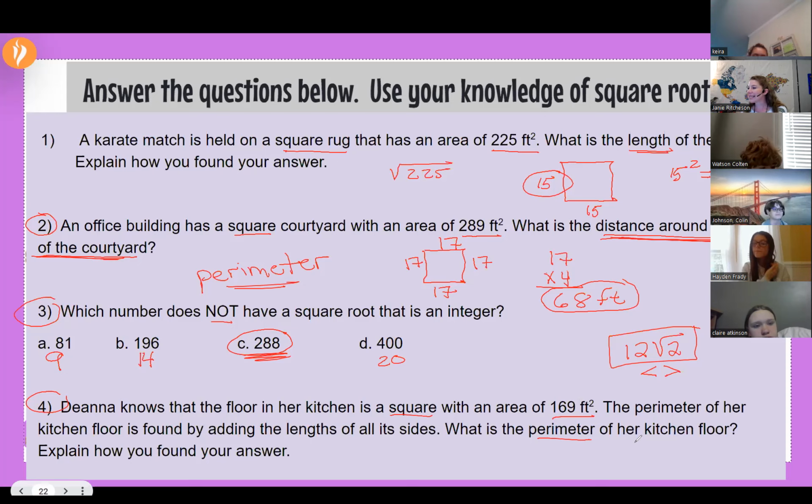All right, so what is each side length? Each side is 13 because the square root of 169 is 13. And then how many sides are there? Times 4. What's 13 times 4? 52. 52 is the right answer. 52 feet. Good. A couple of you only multiplied it by 2 and got 26. But there's 4 sides.